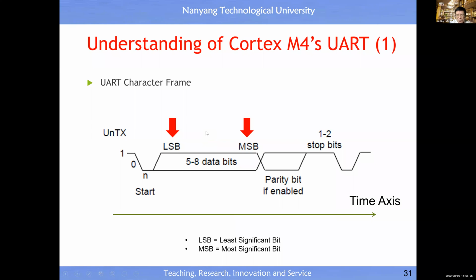Then the Cortex supports this protocol. This is a typical asynchronous communication protocol convention. It provides 1 or 2 stop bits, the bits for stop. 1 bit for start and 1 bit for parity check. The first bit to send out is the least significant bit, and the last one is the most significant bit. This is the time axis.